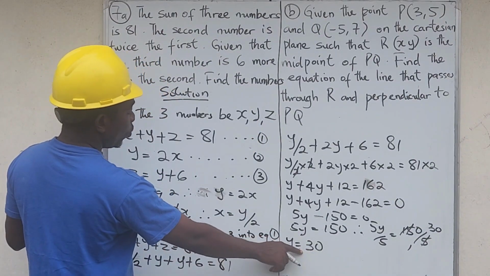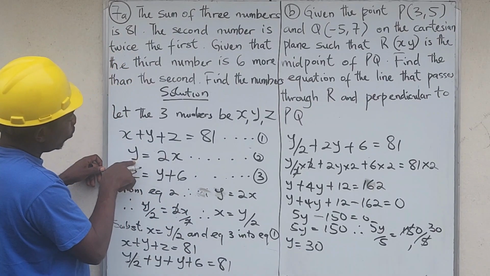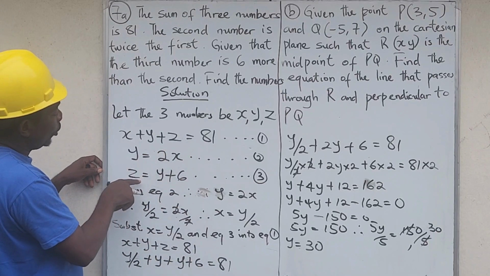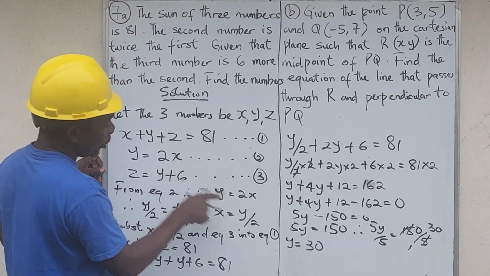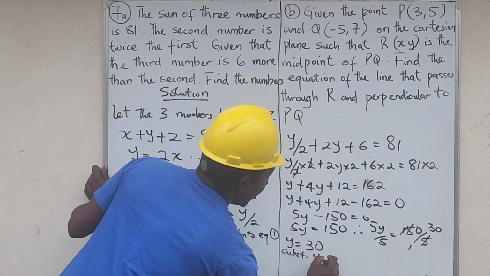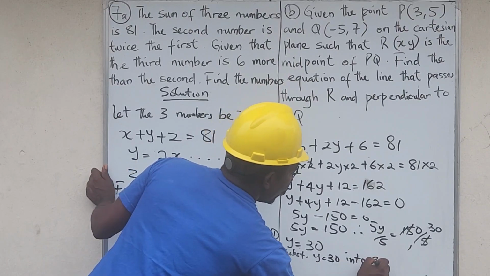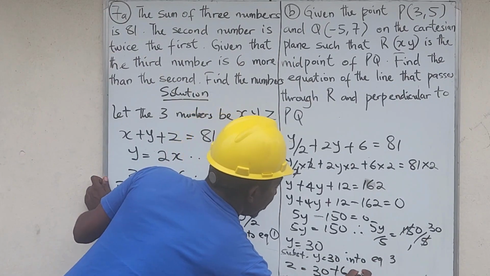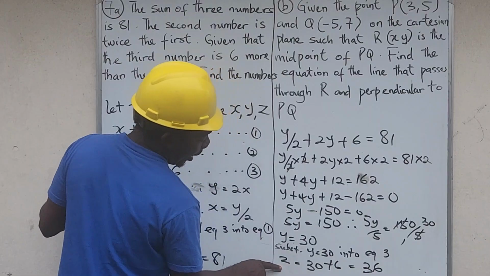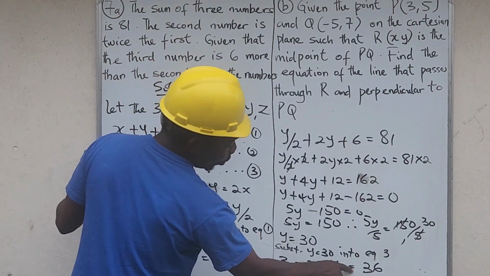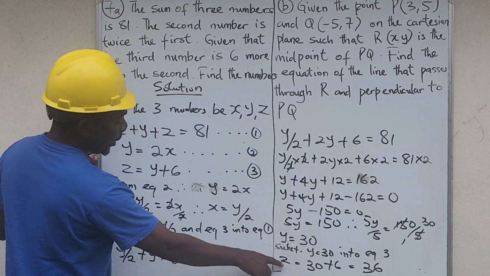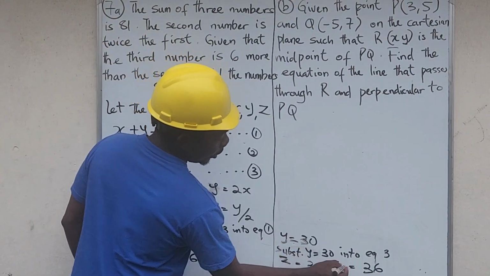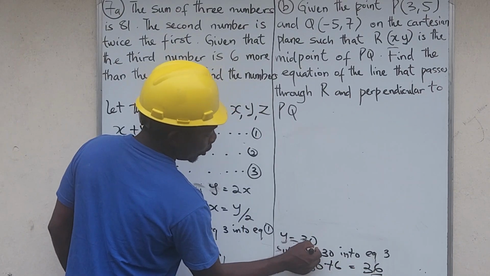We are going to substitute y equals 30 into where we have y equals 2x to find the value of x, or we substitute into where we have z. When we substitute y equals 30 into equation 3, we have z equals 30 plus 6, which is 36. So our z equals 36 and our y is equal to 30.